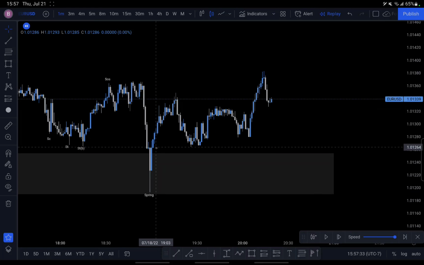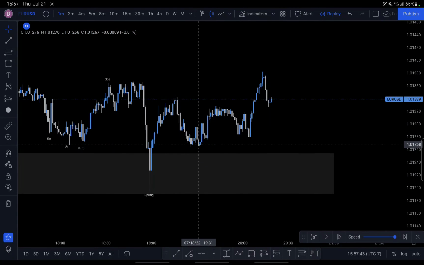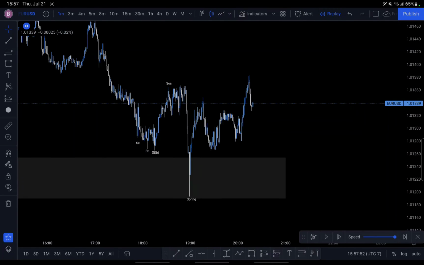Price breaks through, then comes back, tests it a little bit. Could be an entrance if you want to use that as an entrance, or we can wait for price to come, create another demand zone. You can test it. So enter here, stop loss below the spring, and then price keeps moving up.